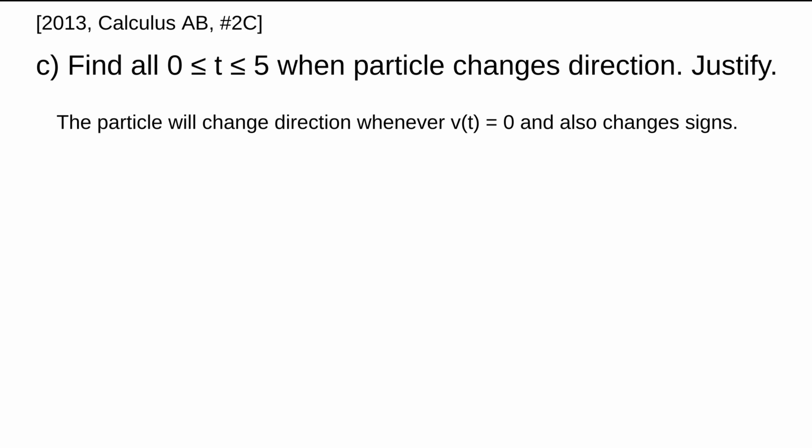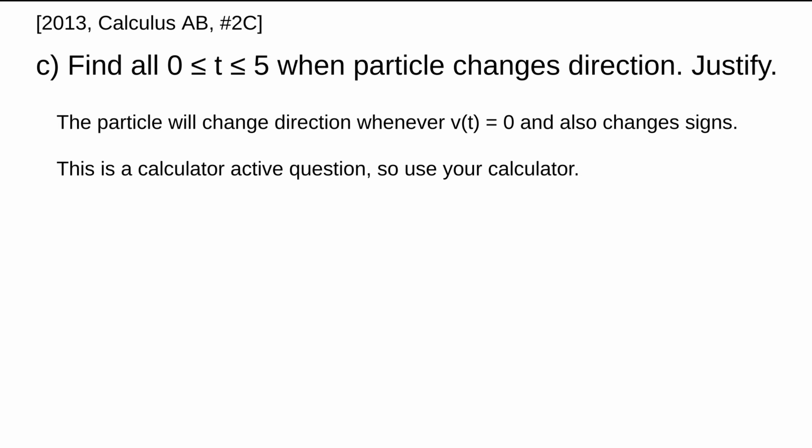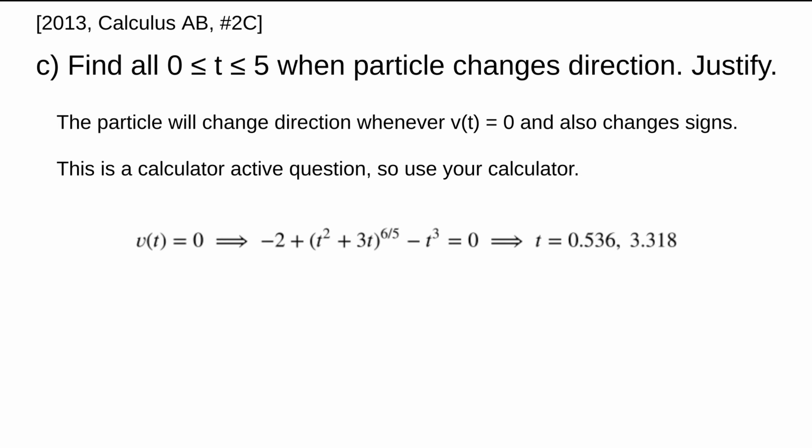In this case, we have v of t. Again, we're going to have to set it equal to 0 here, and that's going to be unpleasant to do by hand, so we're going to use our calculator to do this. Using our calculator to figure out when v of t is equal to 0, we get t equals 0.536 and 3.318, both of which are in the interval from 0 to 5.